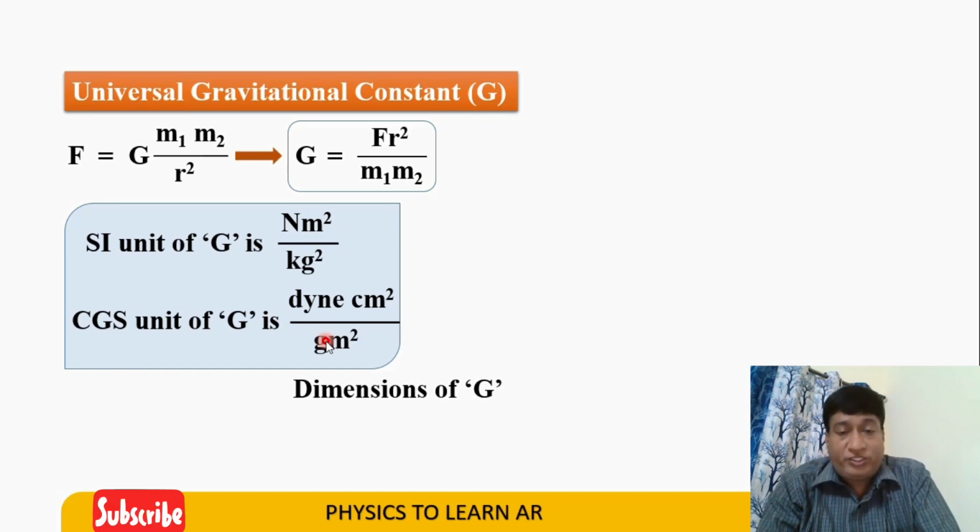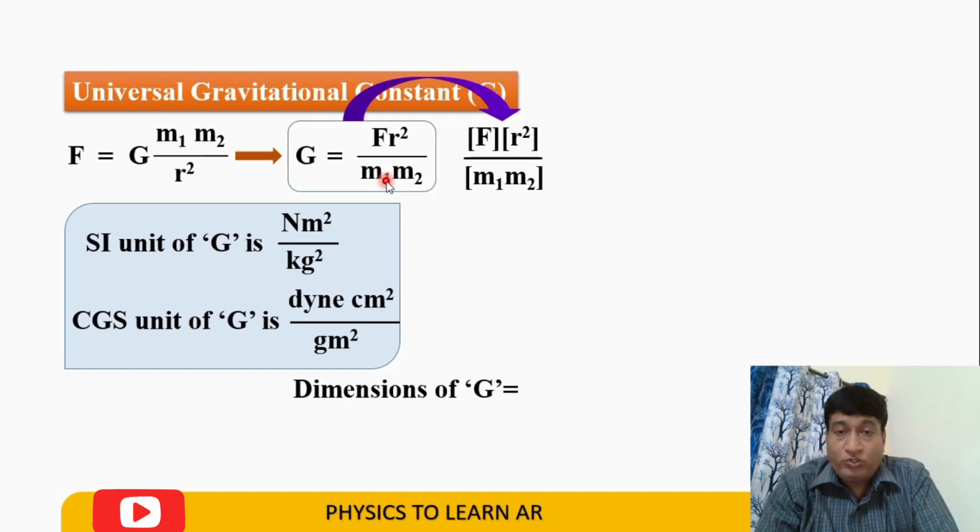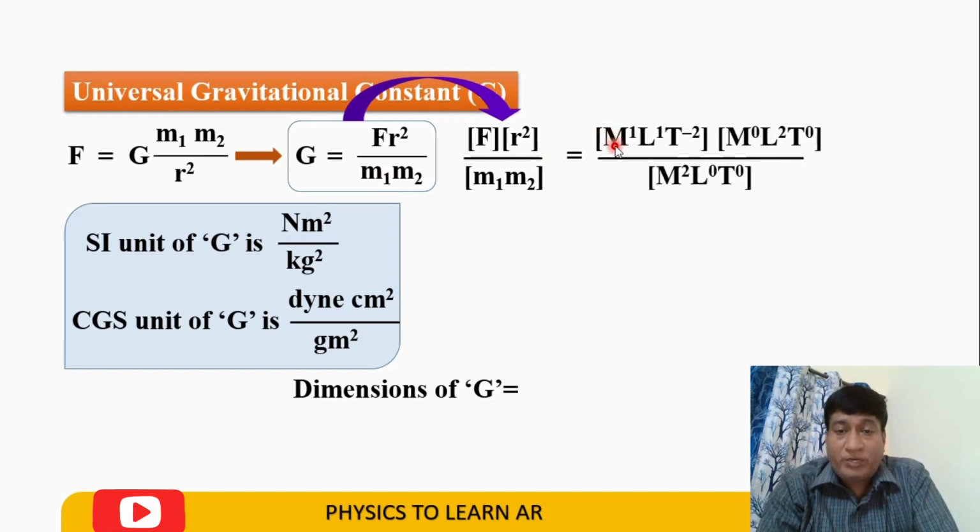Now the dimensions of capital G, which is one of the important topics you should go through once. First we should know the dimension formula of force, distance and mass. So we write F into r square by m1 m2. For force the dimension formula is m power 1 l power 1 t power -2, and for r it is m power 0 l power 2 t power 0, because the power is 2 we write l power 2, and for masses m1 m2 it is m square l power 0 t power 0. If we solve this, we get m power -1 l power 3 t power -2.